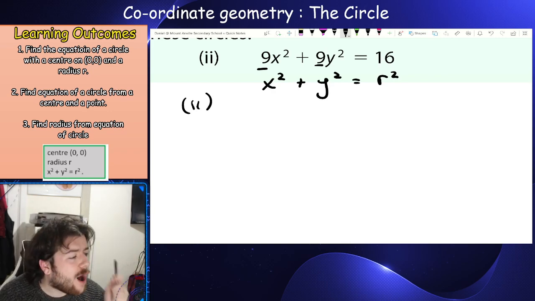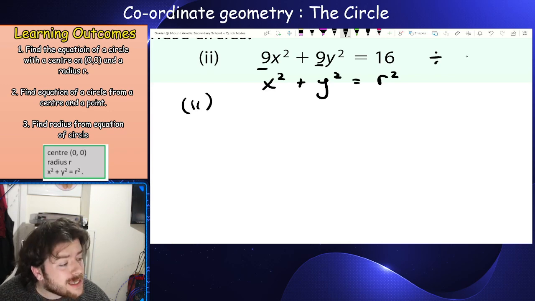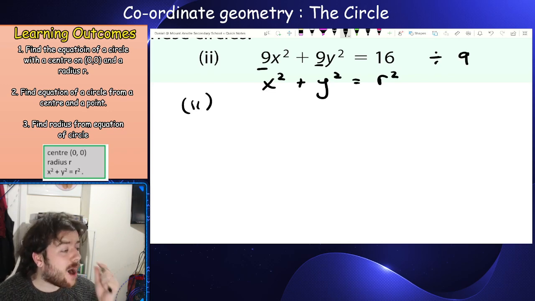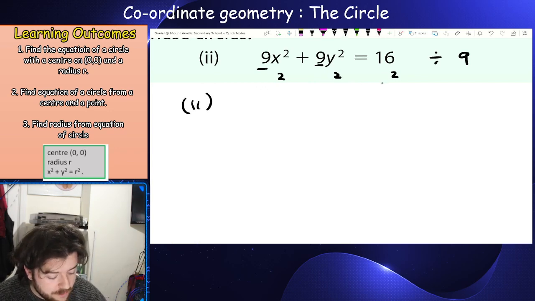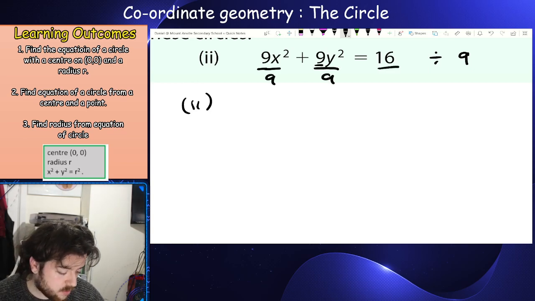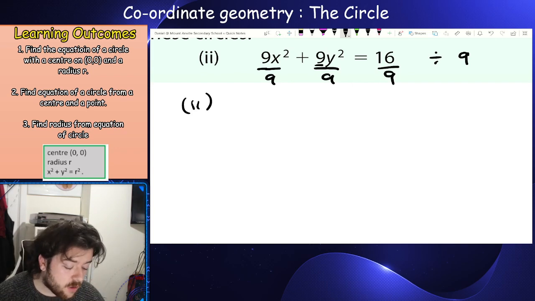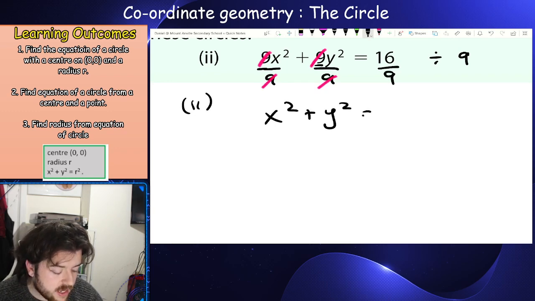So how do I do that? I know you're screaming at your phones right now. I need to divide both sides by 9. So I need to divide every term by 9 to get rid of them. So I have 9x squared divided by 9 plus 9y squared divided by 9 equals 16 divided by 9. So the 9s cancel, the 9s cancel. Now I have x squared plus y squared is equal to 16 over 9.